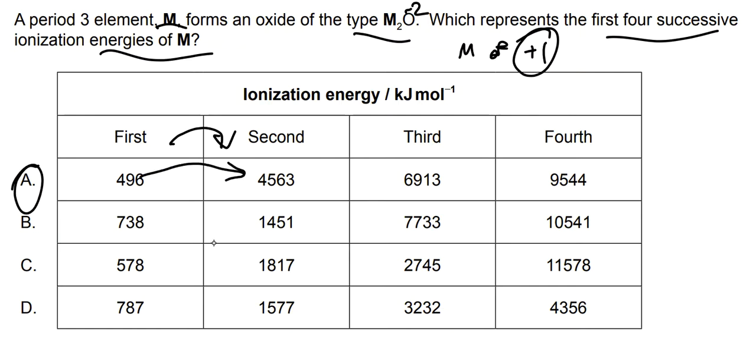This one's just doubled, this one's sort of like tripled, this one's also like doubled, so these are not large enough, whereas this one is almost a times 10 increase in ionization energy, so A is our correct answer.